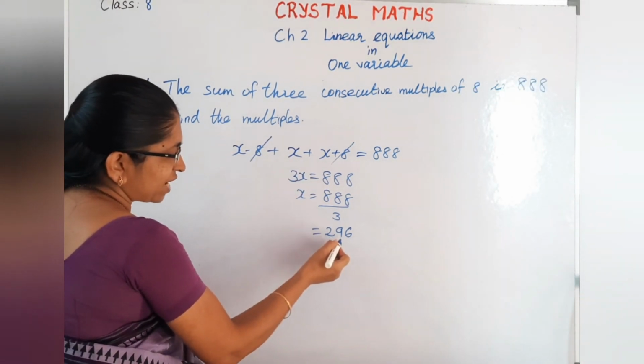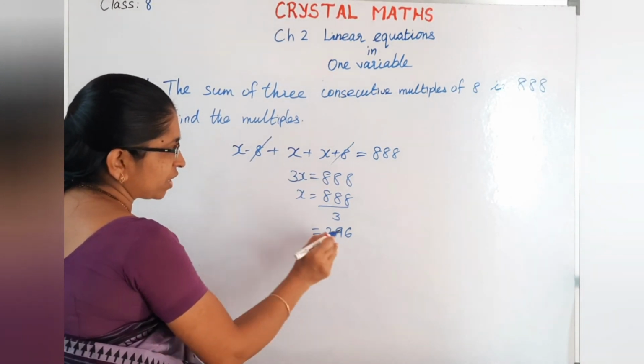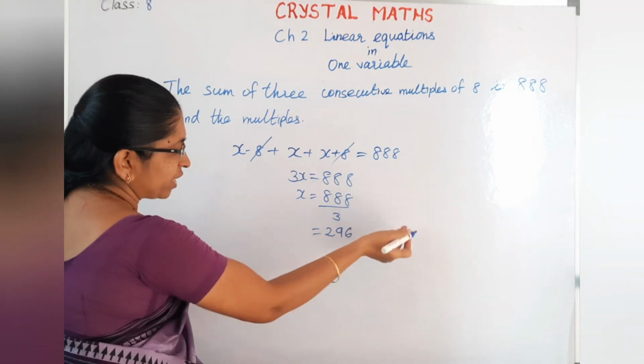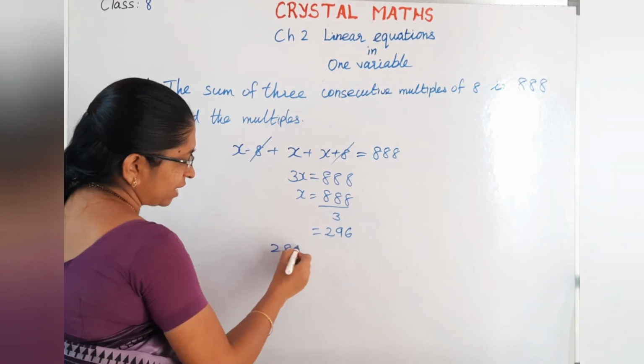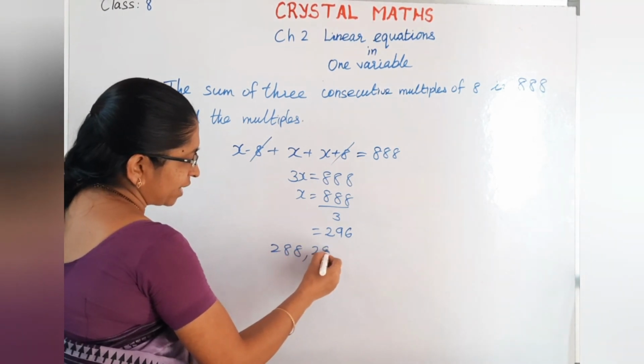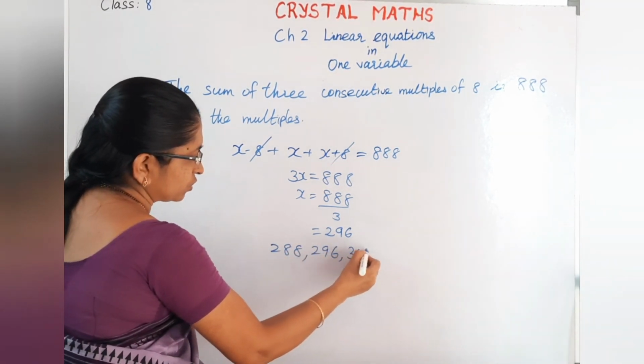So if you subtract 8 from this, you will get the previous number. If you add 8 to this, you will get the next number. So the numbers will be 288 and 296 and 304.